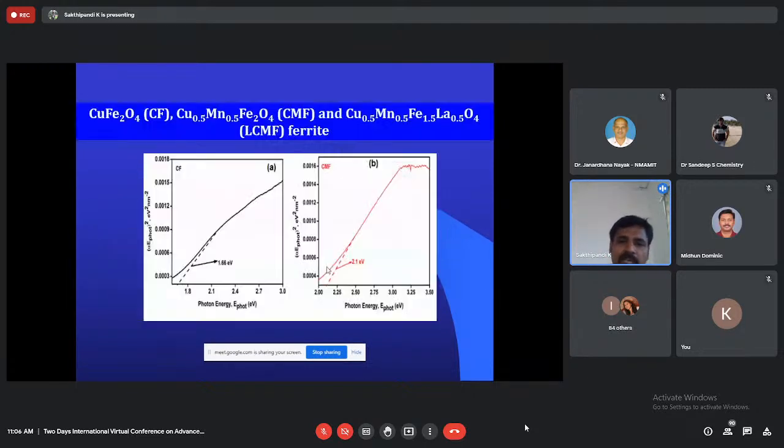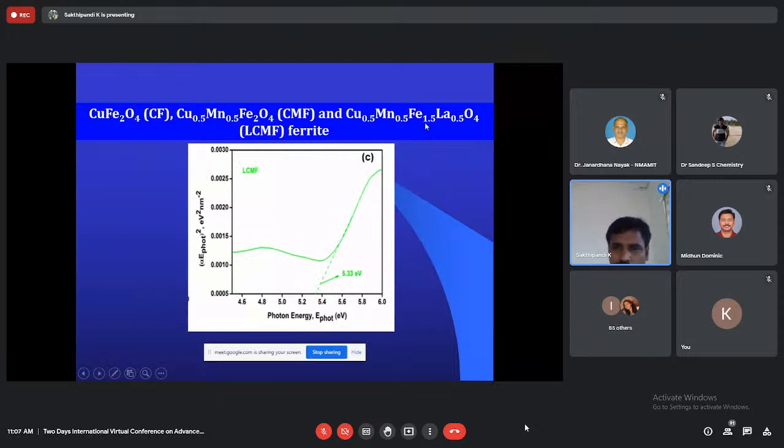First I introduced some doping elements. This is copper Fe2 MnO3. In this material I have put some MnO, and instead of Fe I put some rare earth. So the band gap is a little bit increased from 1.6 to 2.1. If you put some rare earth element, the band gap is again increased to 5.33.